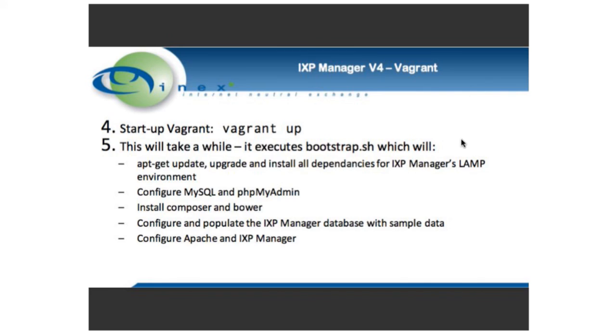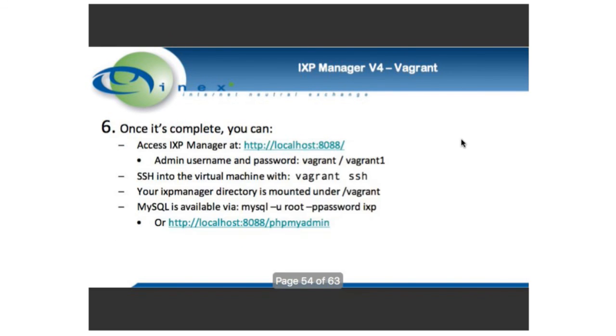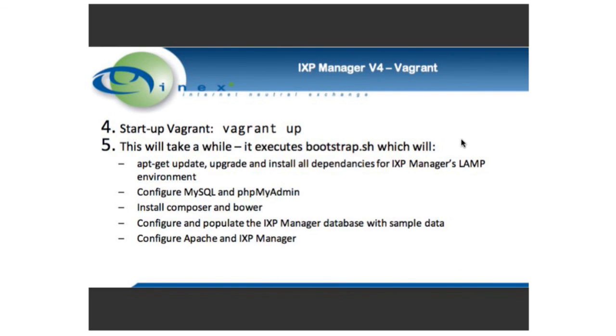It's going to install all of the dependencies that you need for a LAMP stack: Linux, Apache, MySQL, PHP. It's going to configure MySQL and PHP, and install Composer and Bower. It'll configure a public IXP Manager database with about 5 customers and interfaces and stuff like that, so a lot of sample data. It'll configure Apache and IXP Manager. That, by the way, happens the first time you do vagrant up. The next time you do it, it doesn't do that anymore.